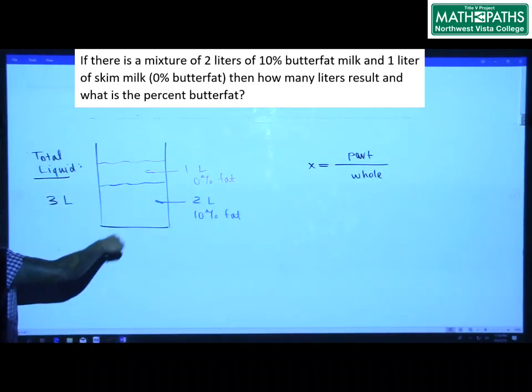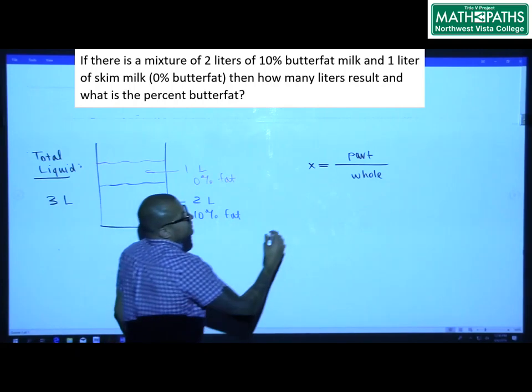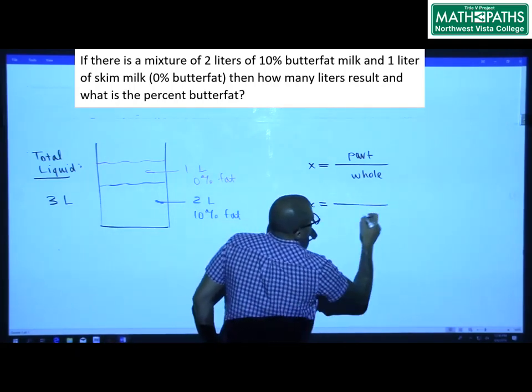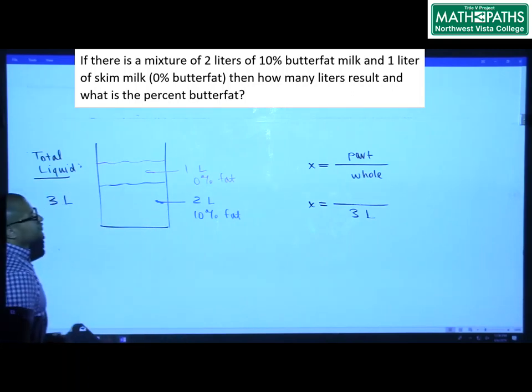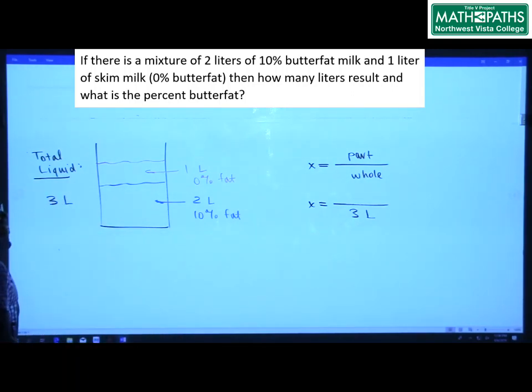Okay, now we've got 3 liters of liquid total, so that's going to be the denominator. This is the 3 liters. The tricky part about this question is we have to figure out how many liters of this liquid is fat. And so that's going to take a little bit of side work to figure out.